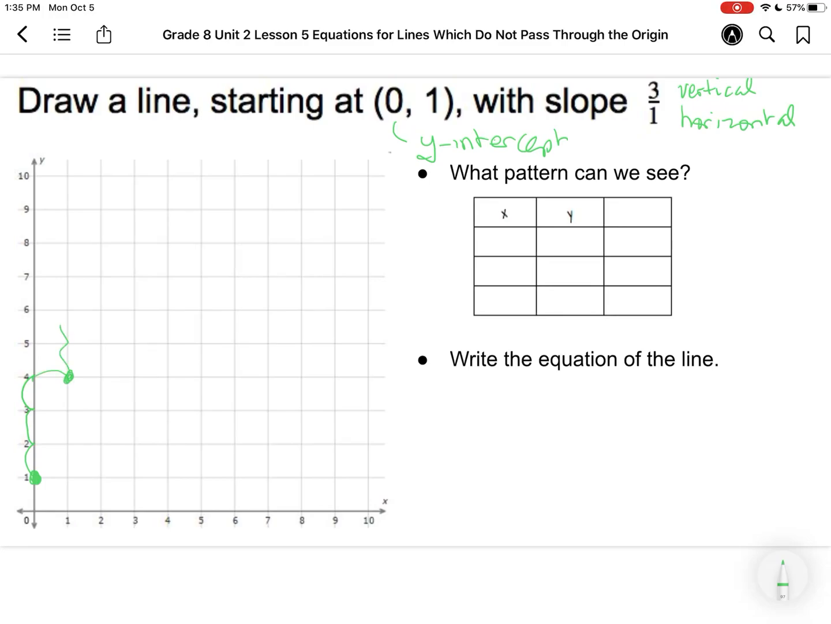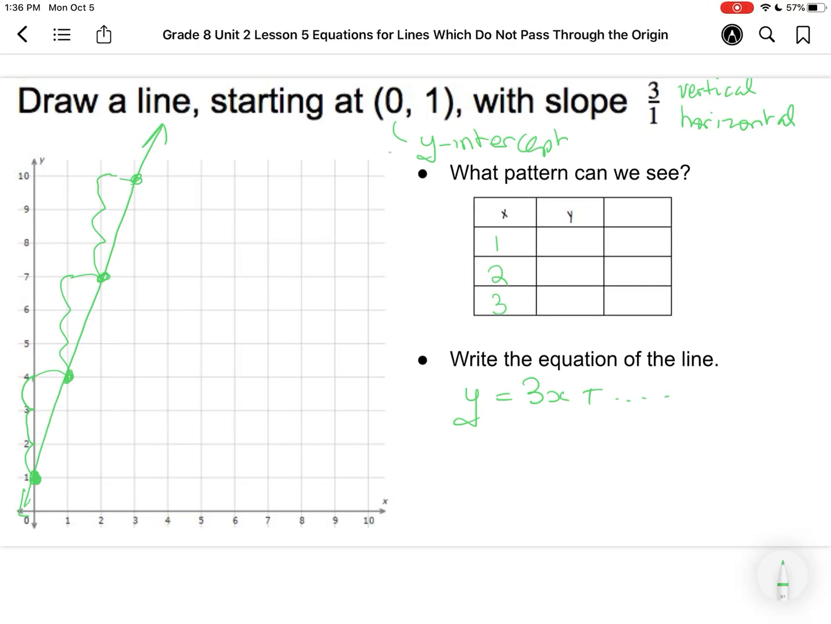We can make a few more points. 1, 2, 3, to the right 1, 1, 2, 3, to the right 1. And now we can join these up. And there's our line. And so our equation is that it's going up by 3 each time. So y equals 3x. That's how much it's changing. But if we put plus something, let's put the numbers into the table here. X is 1, 2, and 3.